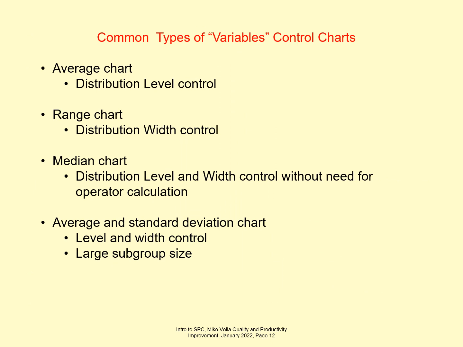So beyond the average and range chart, there are other types of variables control charts. As we talked about, the average chart speaks about the distribution level. The range chart speaks about the distribution width. But beyond that, there's something called a medians chart, and that helps us calculate the center and width just in a little bit different way.